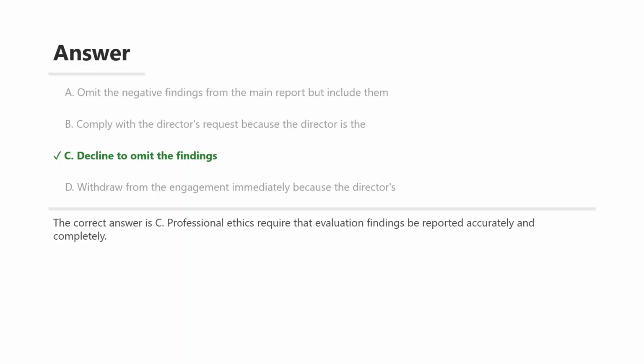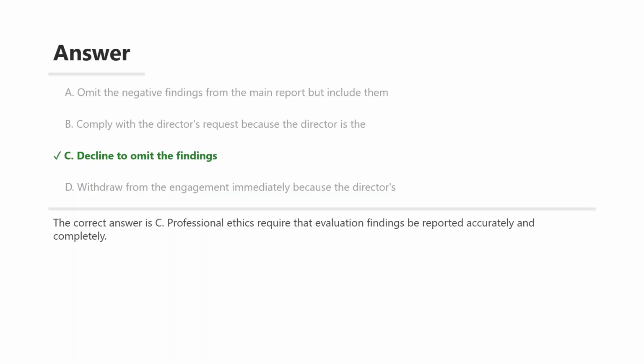The correct answer is C. Professional ethics require that evaluation findings be reported accurately and completely. Omitting negative findings compromises the integrity of the evaluation and violates professional standards for honest reporting. However, the consultant can exercise professional judgment in how findings are presented. Offering to frame negative findings constructively with actionable recommendations demonstrates both ethical integrity and practical consultation skill.